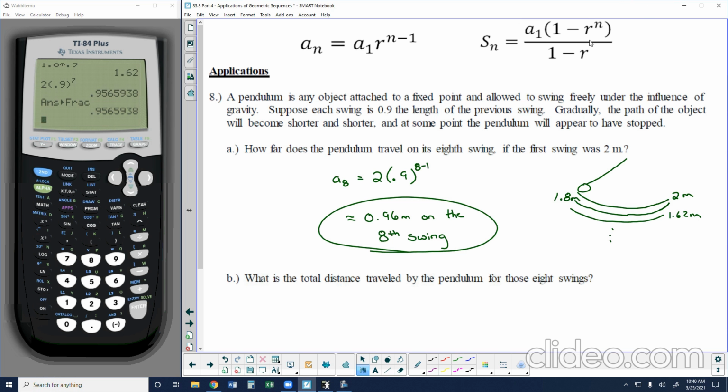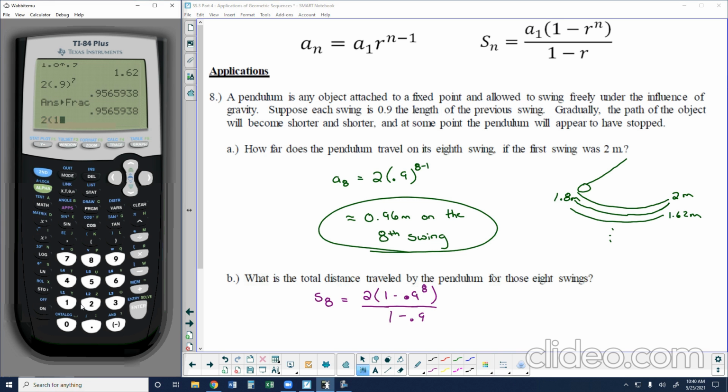Or we could go ahead and use the series or summation formula for geometric sequences. We would be looking for a partial sum of the first 8 terms, or the first 8 swings. We know the first term, or the first swing, is 2 meters. We know that the common ratio would be 0.9, and this would be to the 8th power, as we're looking at 8 total terms, or 8 swings. Then we can divide this by 1 minus 0.9. This would give us the total distance that this pendulum would swing as we go back and forth.